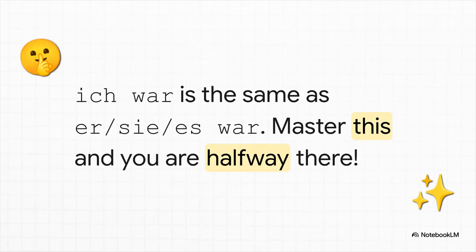Now check this out. Here's a fantastic little shortcut that's going to make your life so much easier. Look at the form for ich, I, and the form for sie, he, she, it. They're exactly the same. Both are just war. This is not a coincidence, my friend. This is a core pattern of the Präteritum. If you can lock this in, you're seriously halfway there.